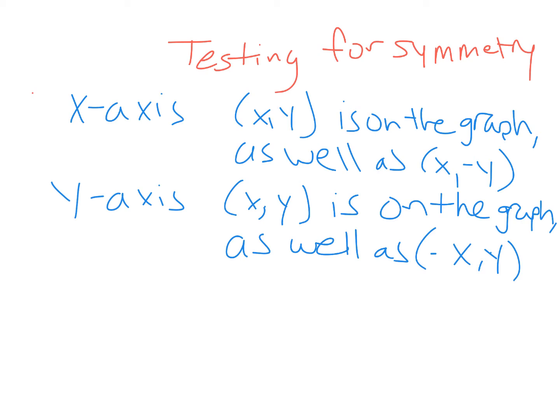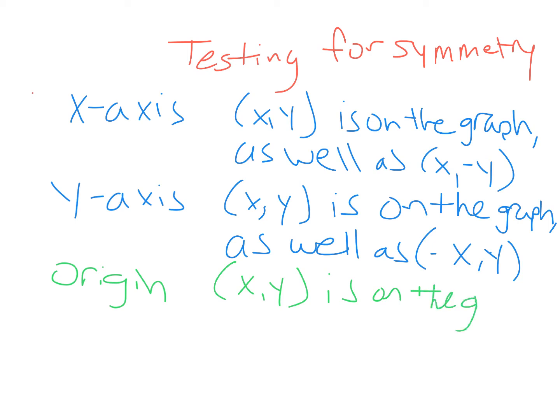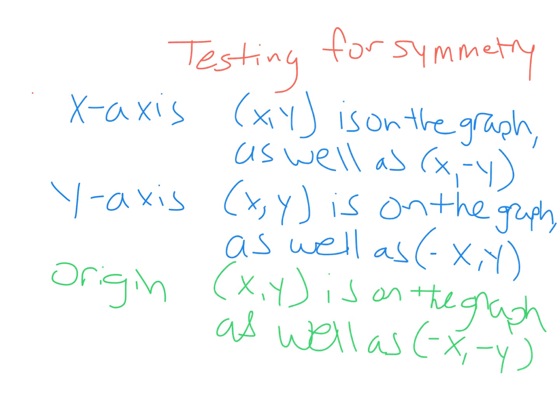And finally, over the origin, meaning over the point 0, 0, if it's symmetric over the origin, that means x comma y is a point on the graph as well as negative x comma negative y. Okay. Once again, just like the other ones, if you put negative x in and put negative y in, you get the same function. It is symmetric over the origin.